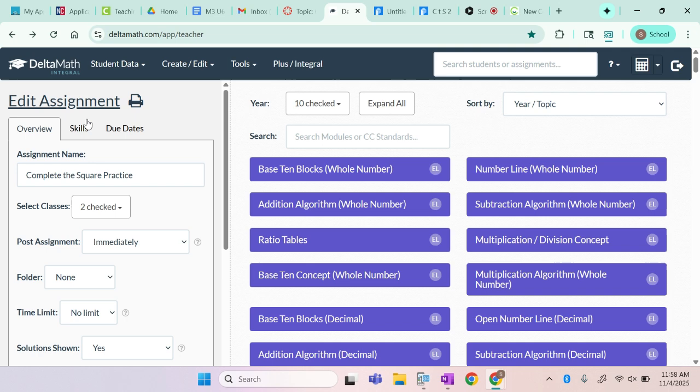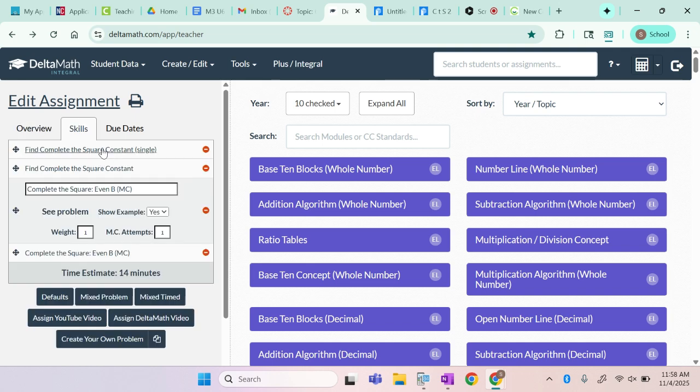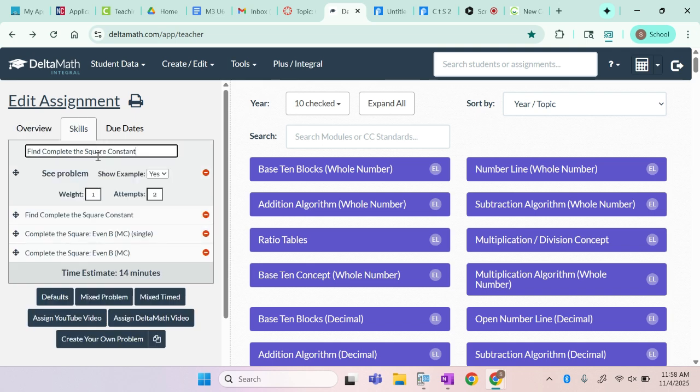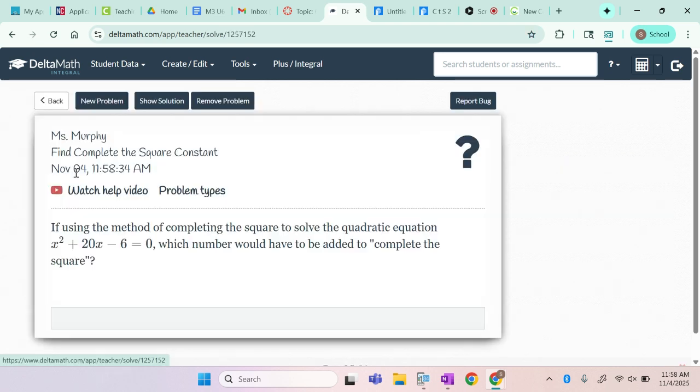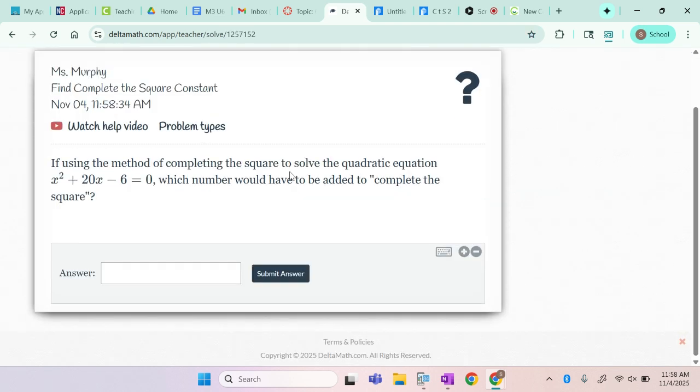All right, so I'm doing the very first problem. Find the complete the square constant. It's the very first section. And we should all have the same problem.